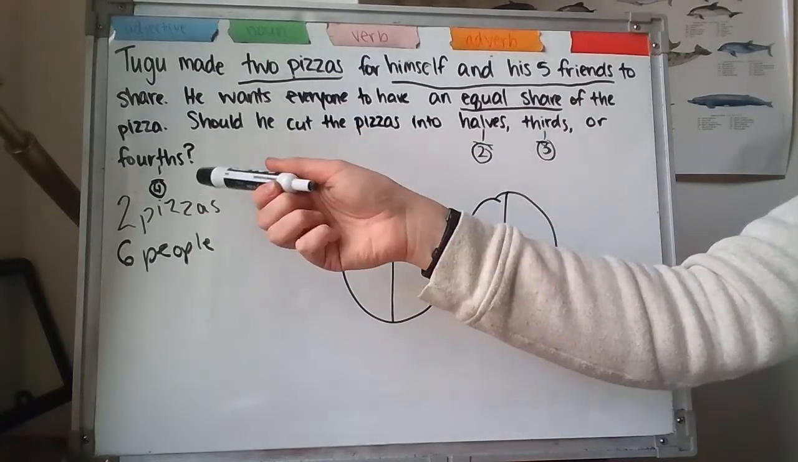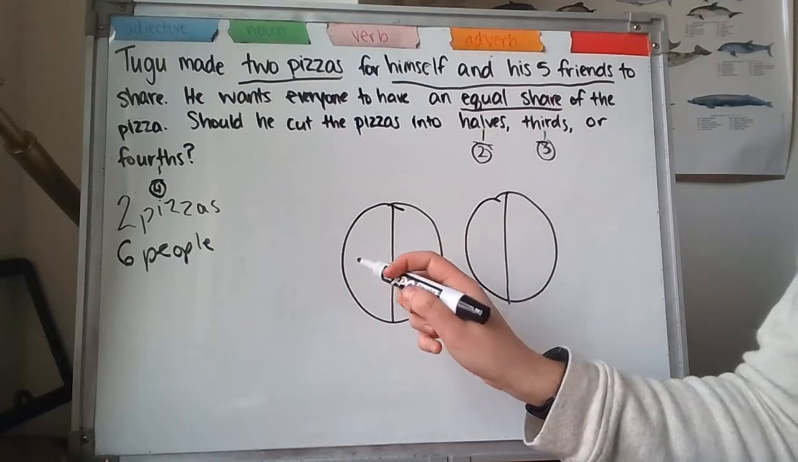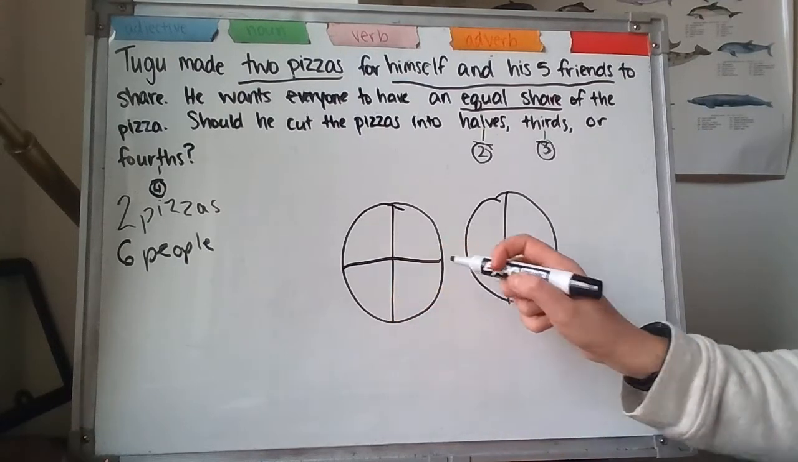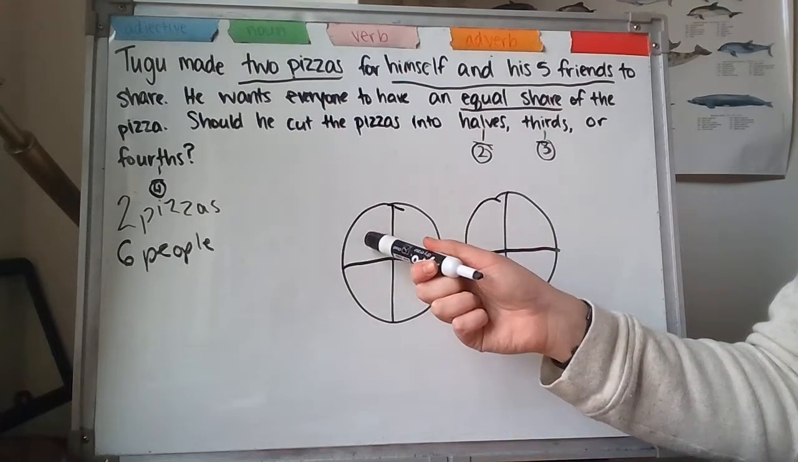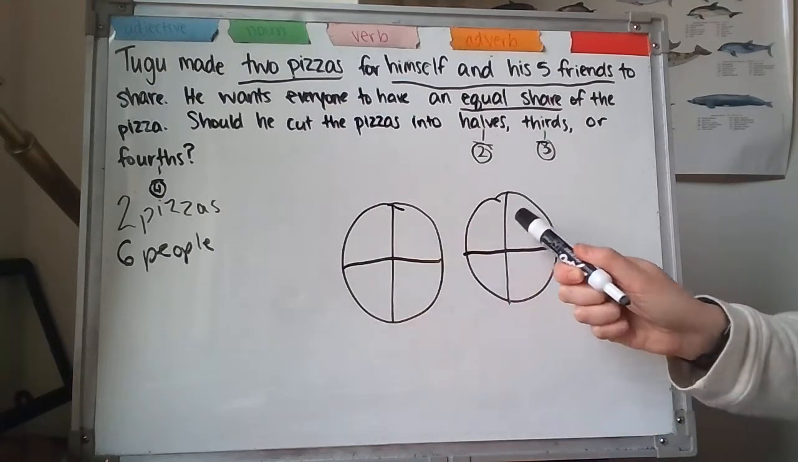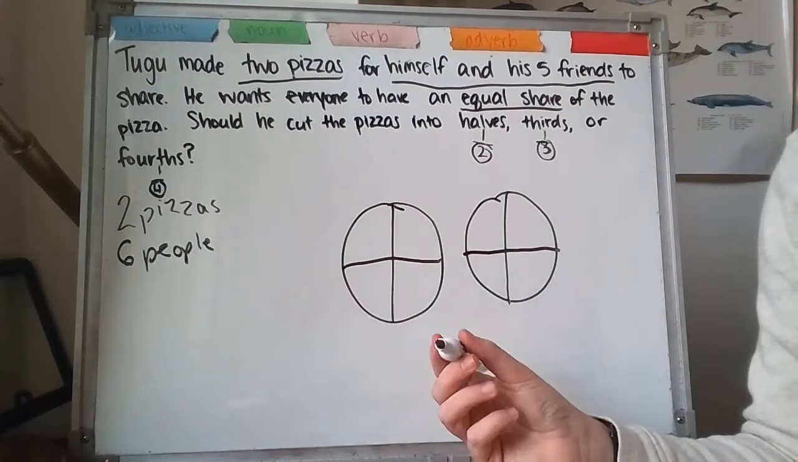Now, the easiest thing for me to do now will be to draw it into fourths, because I'm going to have to erase if I do thirds. So let's cut it into fourths next. 4 equal pieces. Let's count all my pieces. 1, 2, 3, 4, 5, 6, 7, 8. 6 people, 8 pieces. That could be good.